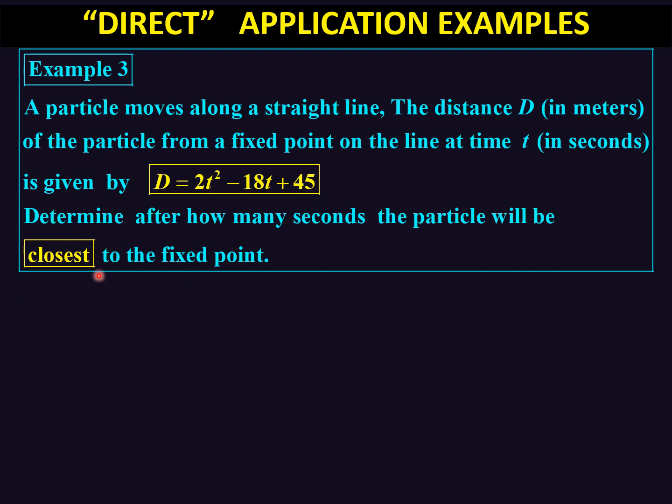And what does that actually mean? The minimum distance to the fixed point. So we don't always use the word minimum and maximum. It's not always used to have words synonyms to the words minimum and maximum. So be careful of that. Now let's look at the solution now.